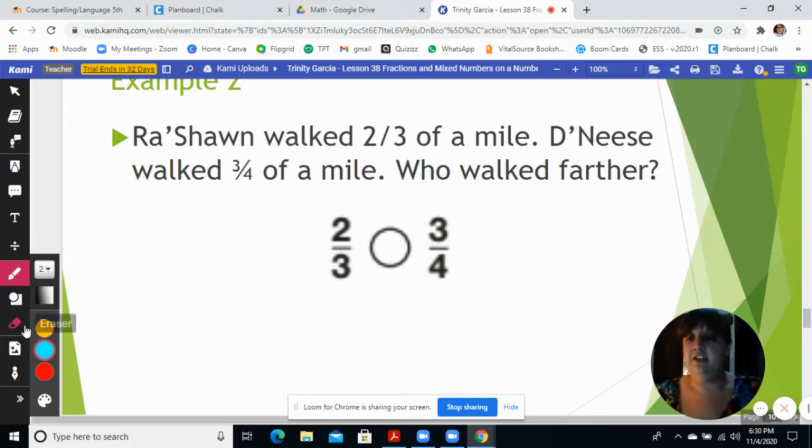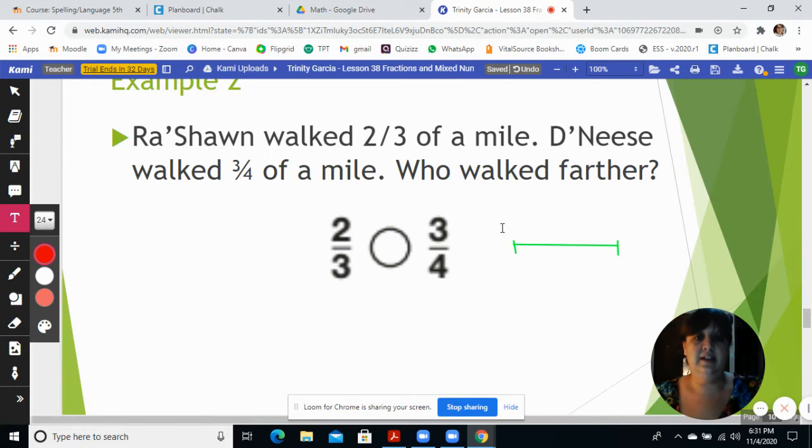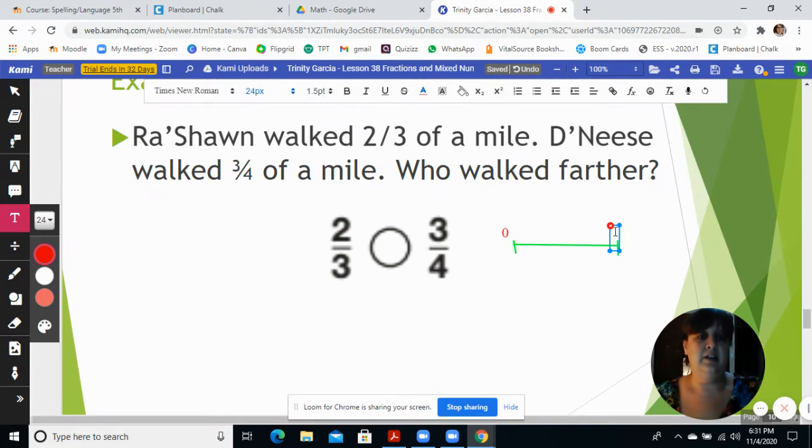So let's go ahead and use the new skill that we've been practicing. We're going to draw a number line, a very short number line. Okay, here's our number line. And at the beginning, we're going to put a line. And then at the end, we're going to put a line. Okay, and this point on this side is going to be our 0. And this point on our number line is going to be 1. Okay, and now we need to divide it up.